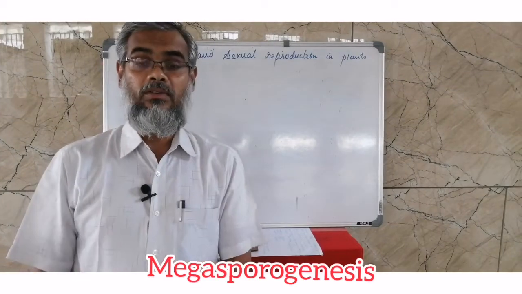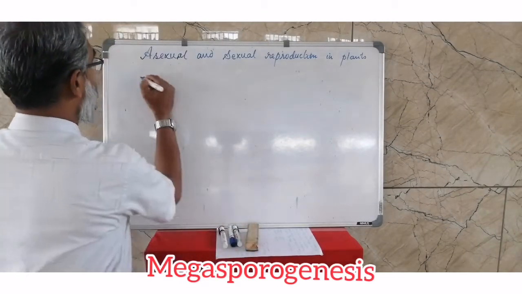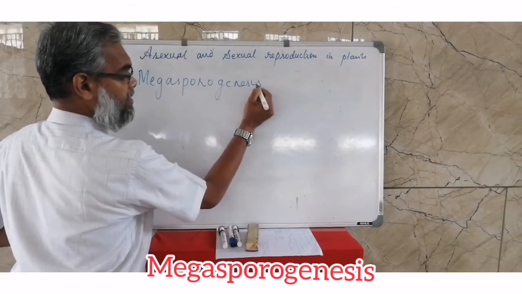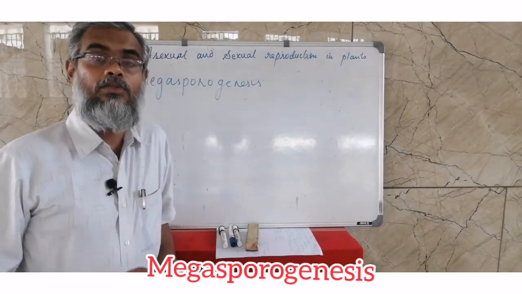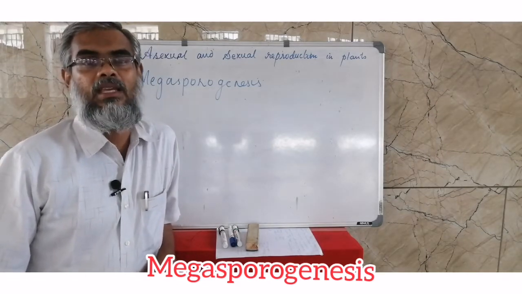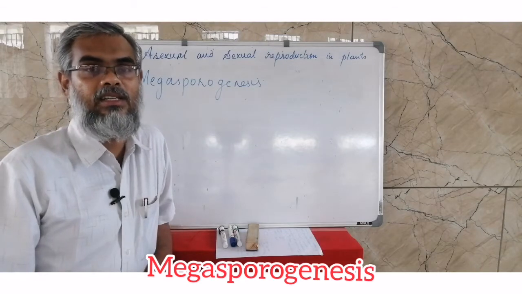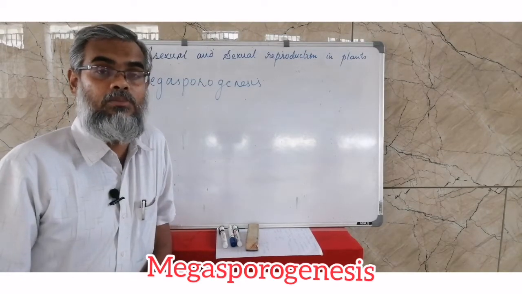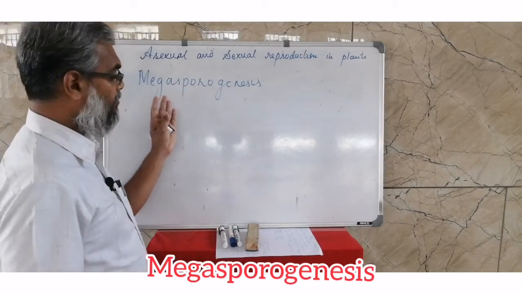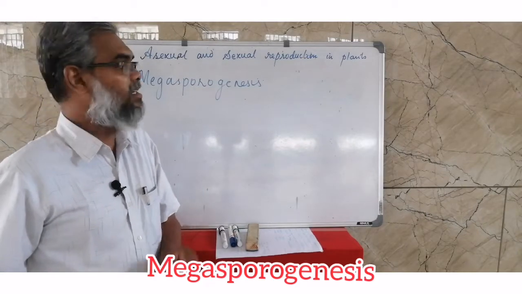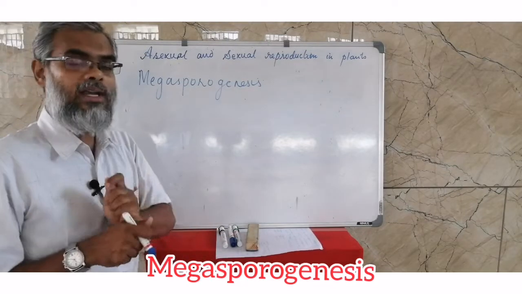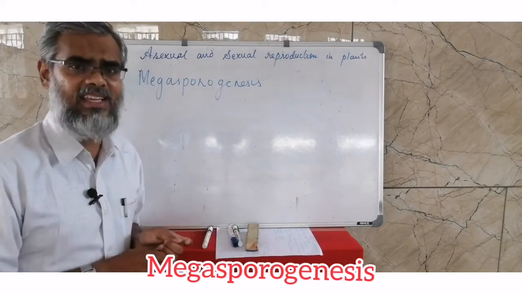megasporogenesis. When we speak about megasporogenesis, it is nothing but the process of development of megaspore from megaspore mother cell. So microsporogenesis we discussed in our earlier classes, where the microspores are produced by microspore mother cell. Here, the development of megaspore from megaspore mother cell is called megasporogenesis. Now what happens in this megasporogenesis? It's very nice and easy.